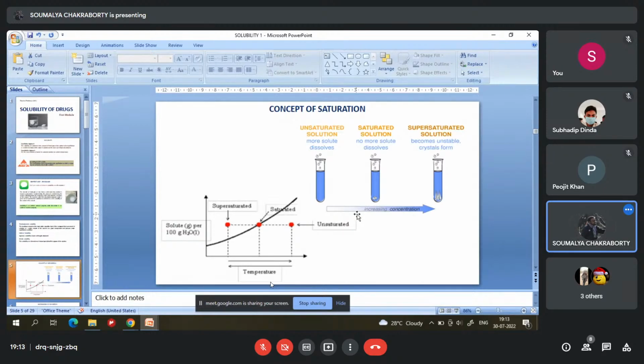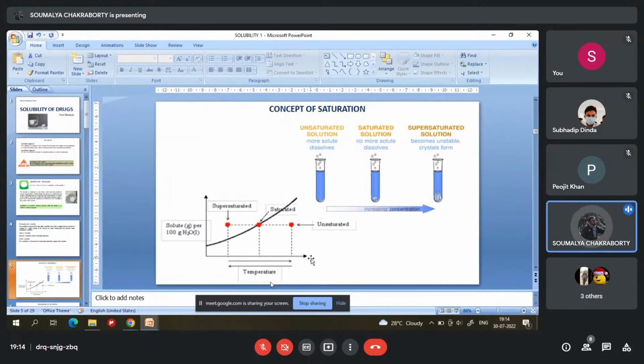Here you can see we can play with undersaturation, saturation, and supersaturation by varying the parameters. Like at this point, you can follow my cursor. This is the supersaturated solution. This is a solubility curve. So this represents the thermodynamic solubility at different temperatures. You can see at this temperature, the thermodynamic solubility value will be like this, and at this point the solution will be supersaturated.